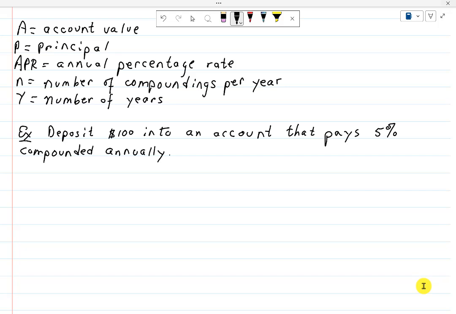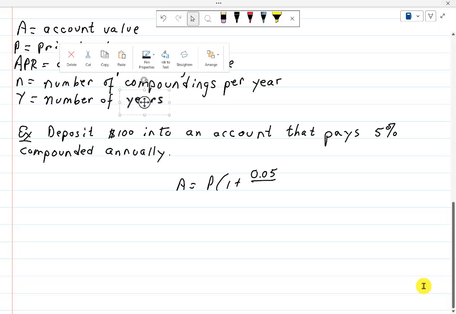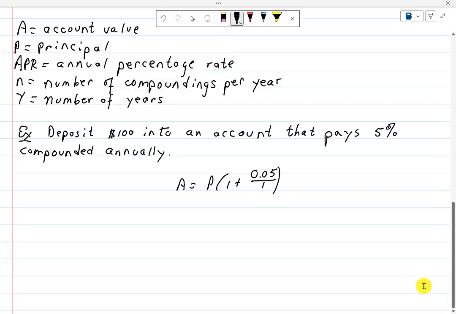All right, so the formula now is going to look something like this. We're going to have A equals P times 1 plus, now the APR is 0.05. You want it as a decimal. The N is the number of compoundings per year. If I say I compound annually, that means it's only one time a year. So a 1 goes down there. And then up in the exponent, I have 1 times however many years I'll have for Y.